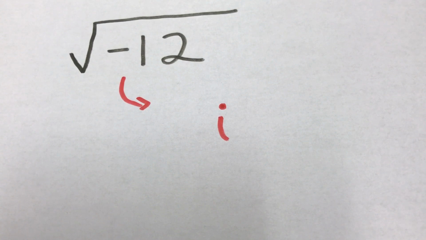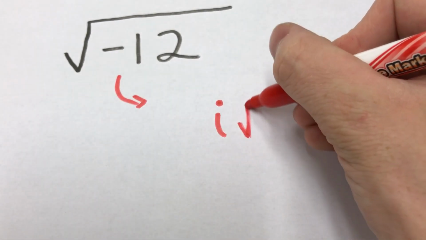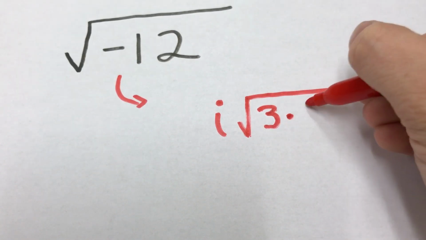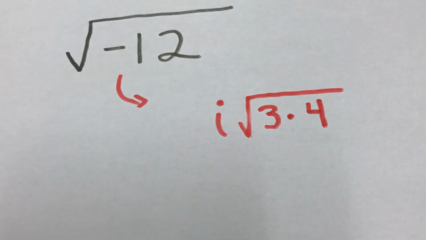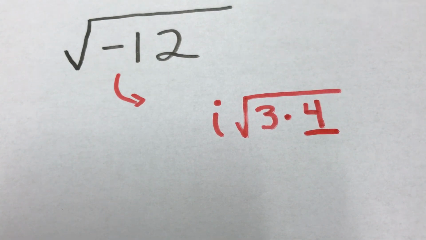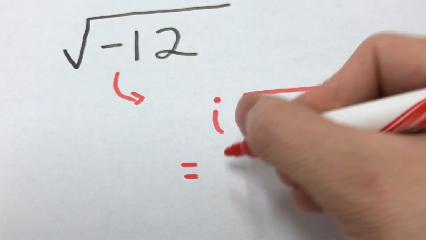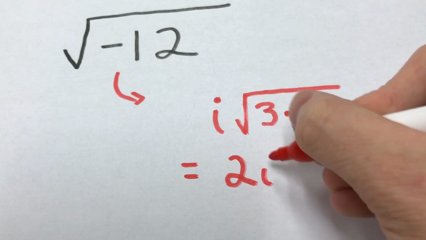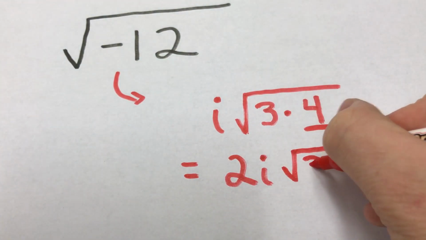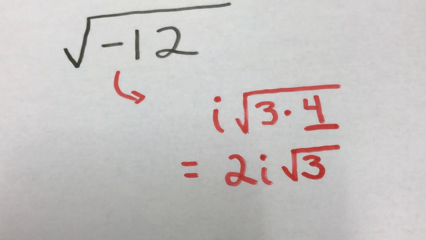We're going to take the 4 out as a 2. So we all know that 12 is 3 times 4. Let me go ahead and write that down over here beside it. So what I'm going to do now is I'm going to underline the perfect square, and I'm going to take it out as its square root. And we end up with 2i on the outside of the radical with a 3 on the inside of the radical that we cannot take out.